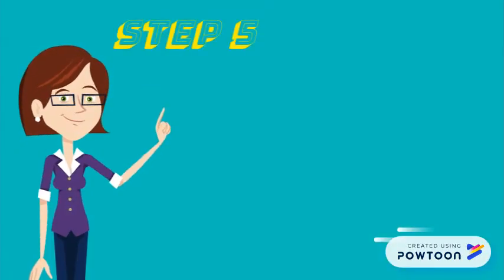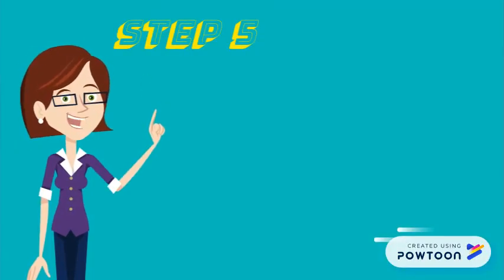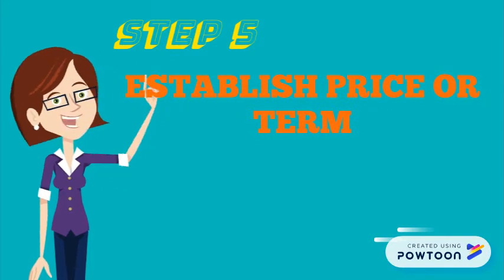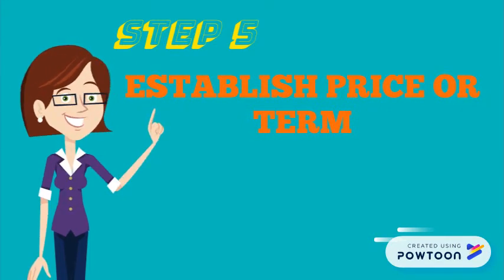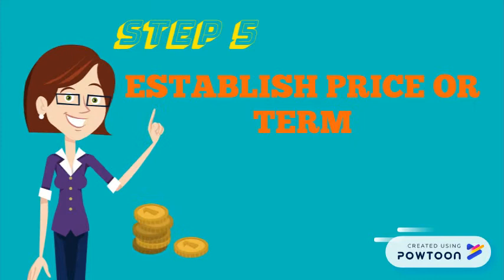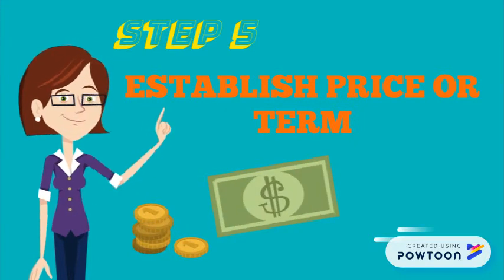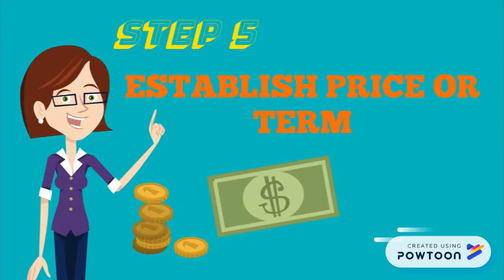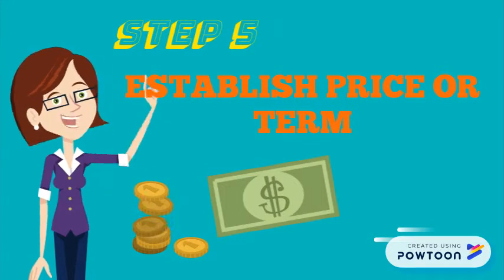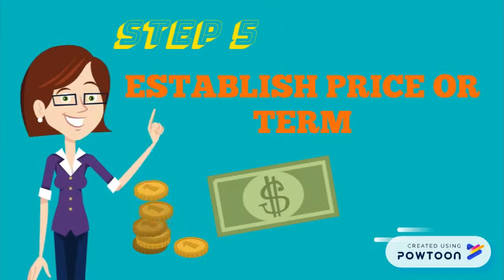Step 5 is establish price and terms. In a large company, many suppliers will be contracted with an agreement where prices and terms are set for a defined period. For other orders, now is the time to negotiate terms and price.